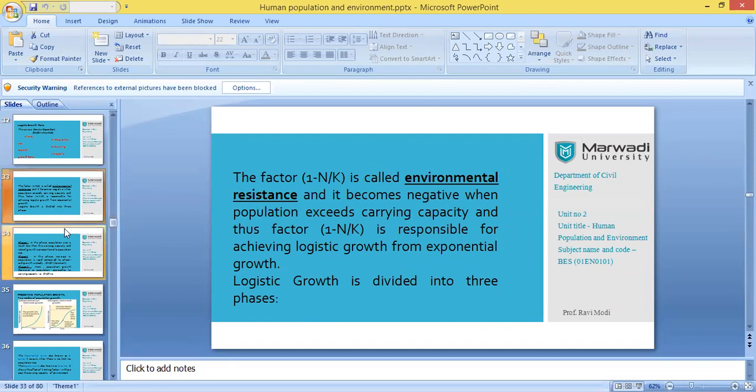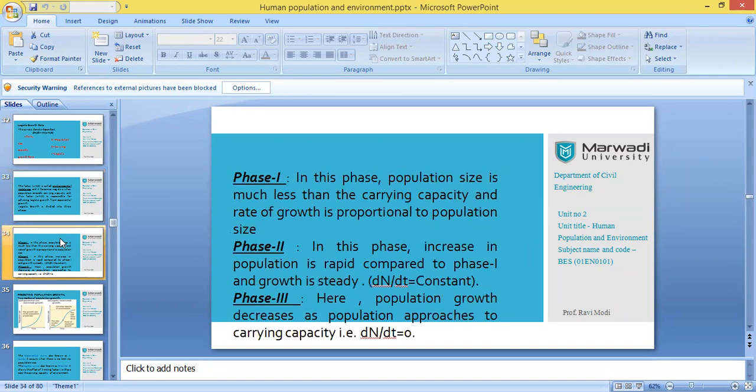Now this logistic growth is divided into 3 phases. What are those 3 phases? Phase 1, in which the population size is much less than the carrying capacity and the rate of growth is proportional to the population size. So here the carrying capacity is more and the population size is less. In the second phase, the increase in population is rapid compared to phase 1, but the growth is steady, so dN/dt is a constant value. And in phase 3, the population growth decreases as the population approaches the carrying capacity, that is dN/dt = 0.